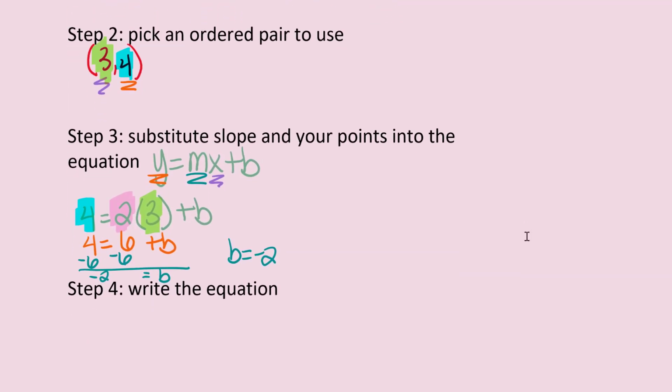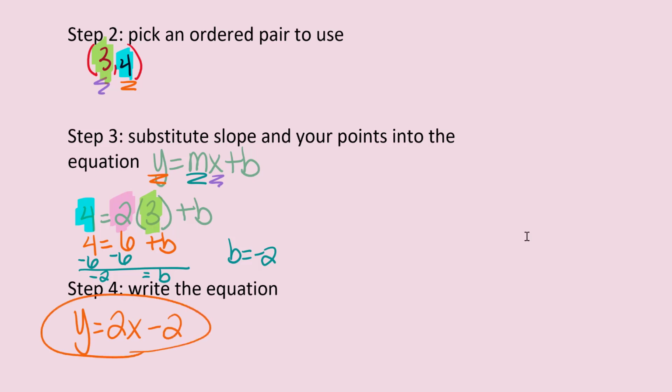Now when I go to write the equation, I'm just going to replace my slope and my y-intercept. So it's still going to be y equals, we said our m value was 2 times x, and then our b value of negative 2.